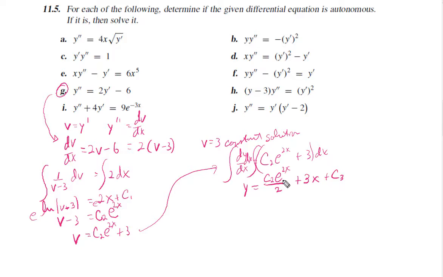Now, there is only one instance of this constant C2, and it's being divided by 2, so we can replace the C2 divided by 2 with a different constant. So, if we use, say, an A to be C2 divided by 2, and maybe a B to be the C3, then here's our solution.